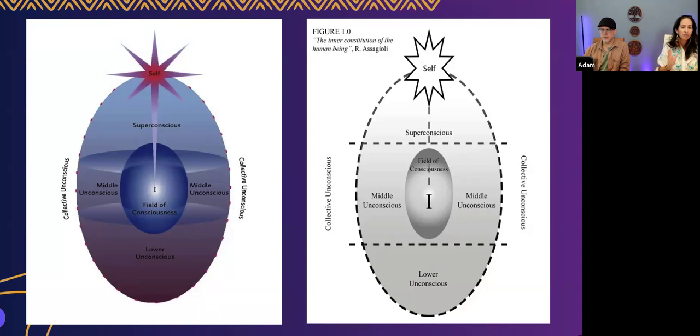And so the observer, that I, that center, reflects and interprets these energies that are coming through both the superconscious and the lower unconscious using psychological functions. And we're going to go over the psychological functions in a later module, right? And so essentially, being able to reflect the aspects from the higher unconscious and the lower unconscious.